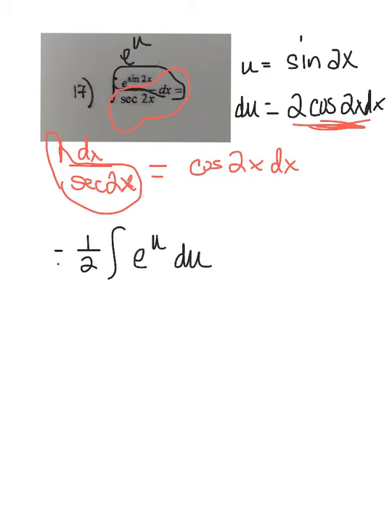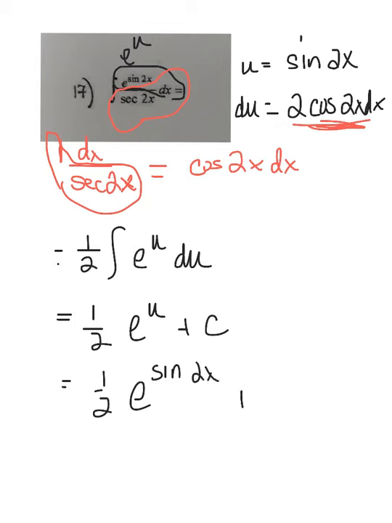All right, well, let's go ahead and integrate. So that's going to be 1/2 e to the u plus c. How easy is that? Now, the beginning part was hard, but all right. So then we have e to the u power, which is sine of 2x, and then plus c. And there's your answer.